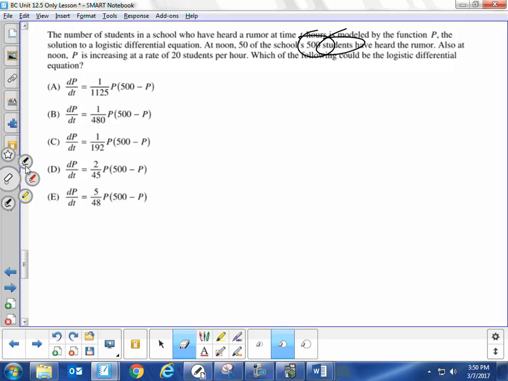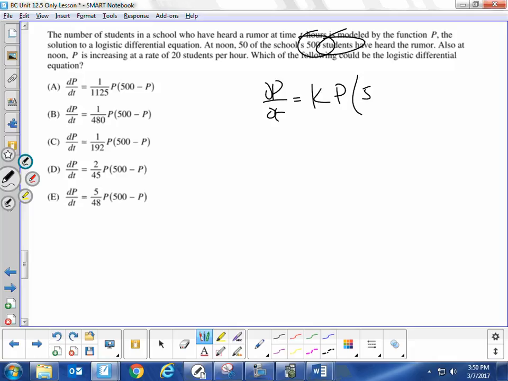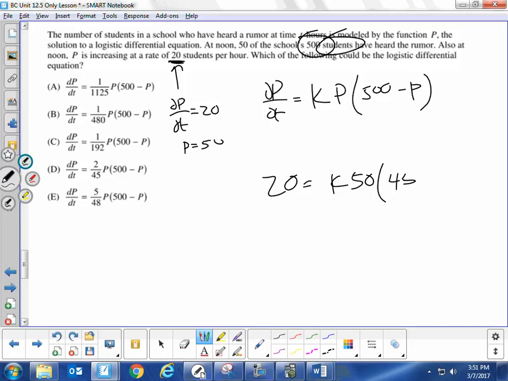So I know dP/dt is equal to some kP times 500 minus P. We are told at noon, 50 of the school's 500 students have heard the rumor, and P is increasing at a rate of 20 students per hour. This is important because at noon, dP/dt is 20, and that's when P is 50. All we do is say 20 equals k times 50 times 450, and we solve for k. And we get this one.